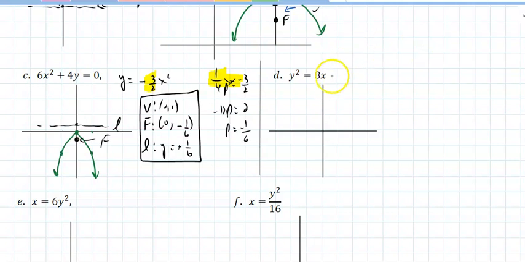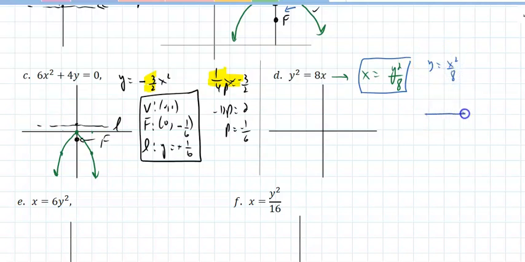Now, I look at this problem and I notice this says x equals y squared over 8. Well, I'm not used to x equals y squared, so I have a trick for you. Anytime you come across one of those that you're not used to, switch x with y.